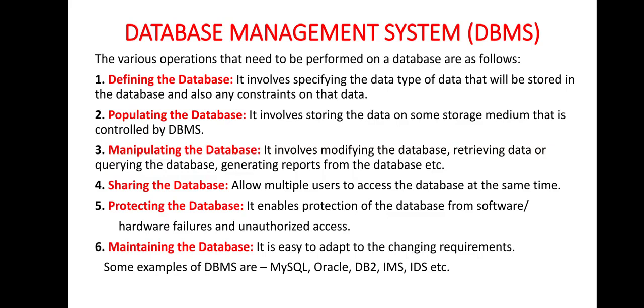The first point is defining the database. It involves specifying the data types of data that will be stored in the database and also any constraint on that data. Now in this you need to understand the data type, and the second point is constraint. As you are quite aware, there are different data types: integer, character, float. Integer, what is integer? 0 to 9. A character is alphabet A to Z, and then float is the decimal point number. These are some of the data types that are available in the database.